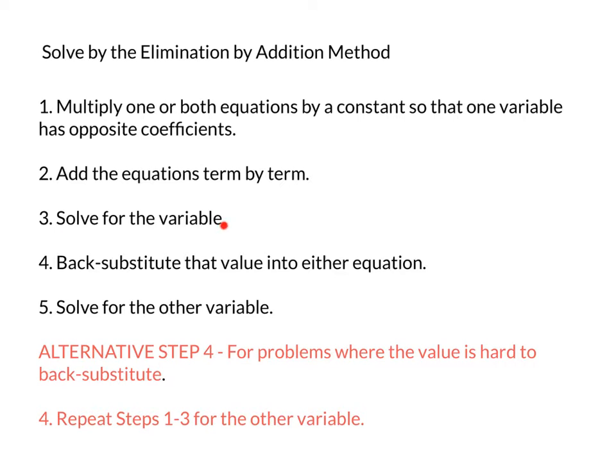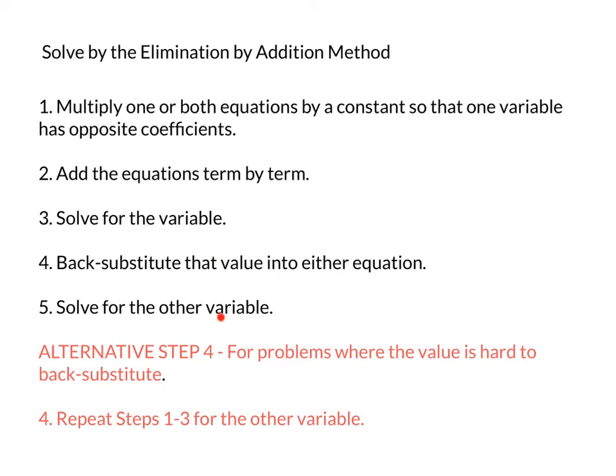Then we'll take that number and, just like with the substitution method, we'll back substitute that first value into either one of our two equations, it doesn't matter which, then solve for the other variable. Now let's say that the number you get in step 3 is a crazy fraction, like 7/11 or something like that, and plugging it back in would be a pain. Then there is an option. You don't have to back substitute. You don't have to do these last two steps.